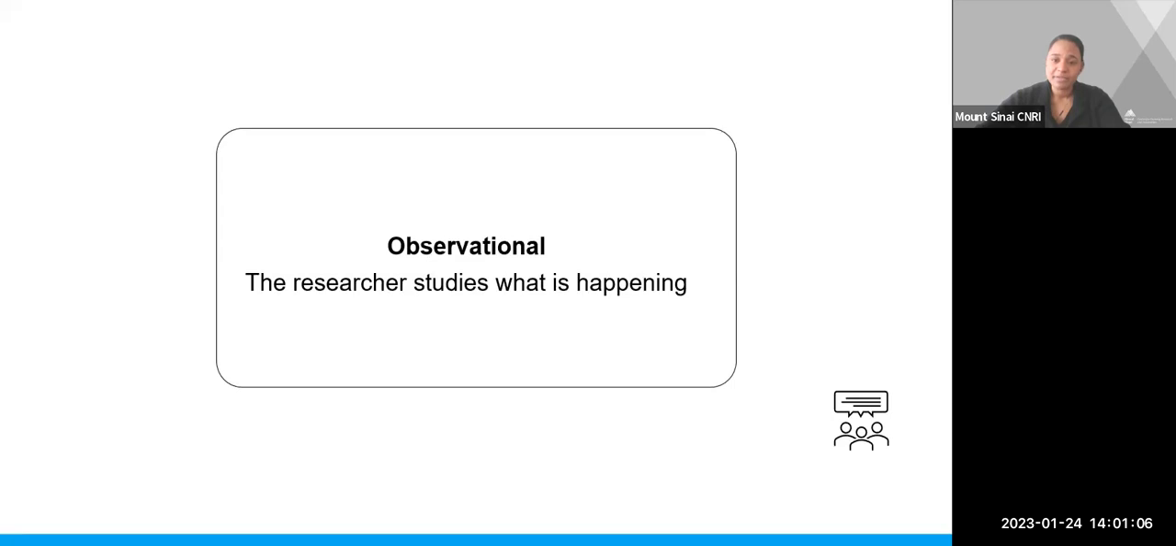The next primary research study design that I'll discuss are observational study designs. Observational study designs are exactly what the word describes. It's an observation, or the researcher is studying what is happening. As mentioned previously, there are 3 observational study designs, but we're going to focus on cross-sectional study design on the next slide.